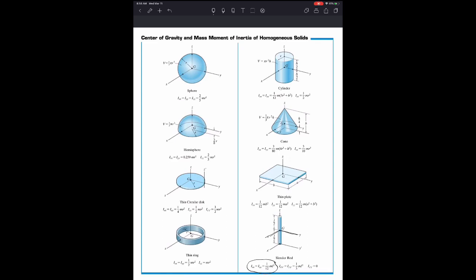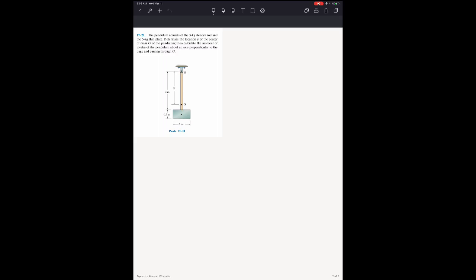But again, I don't want to know the moment of inertia of these shapes about their own centroids, that point and that point. I want to know their moments of inertia through the overall center of mass at G. But I don't know where G is. So step one is find the center of mass.